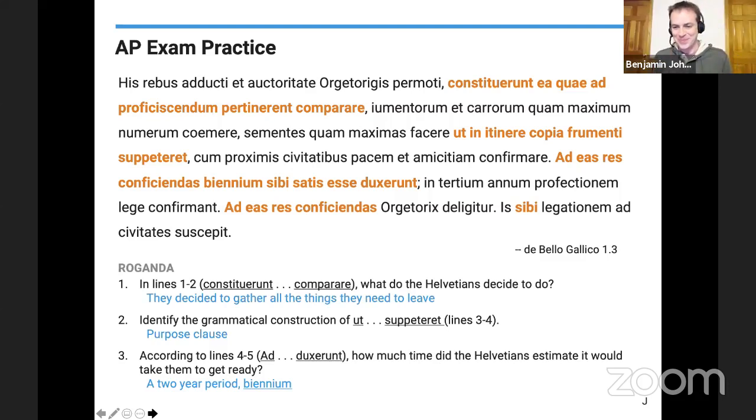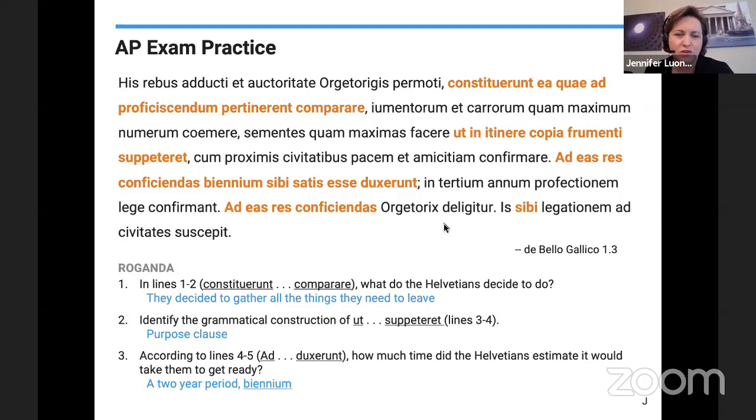That's good. So in lines 1 through 2, constituerunt ea quae ad proficiscendum pertinerent comparare. What did the Helvetians decide to do? It says they decided to gather or obtain, comparare, all the things which they needed, ea quae ad proficiscendum, to set out. We were just talking about that word, set out, that Caesar likes to use.